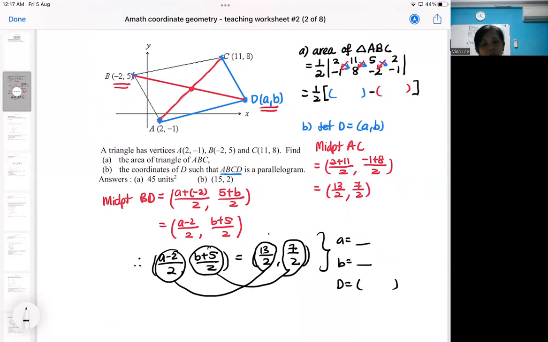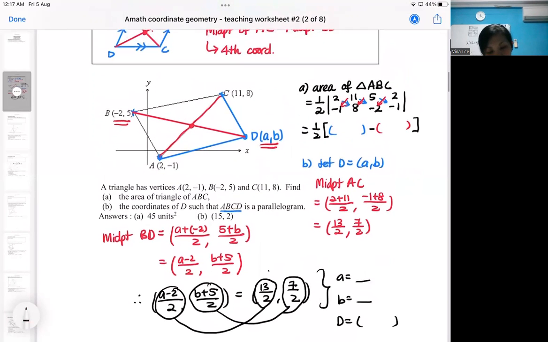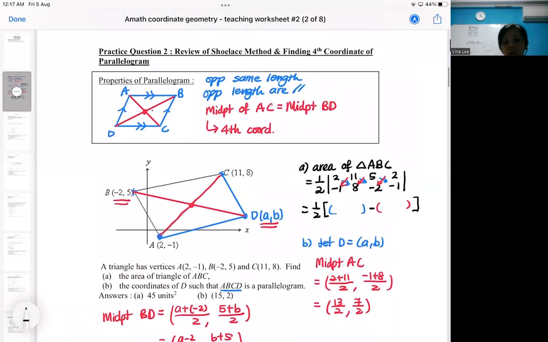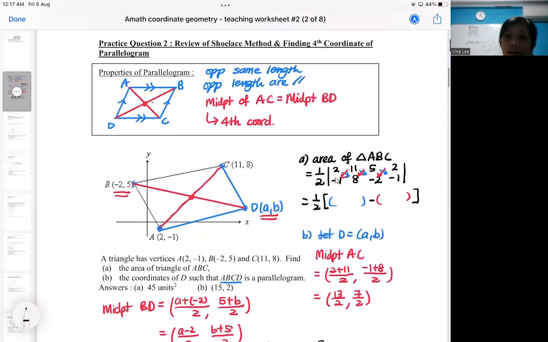This fourth coordinate method is still applicable for rectangle, rhombus, and square. You just need to remember this method. It is one of the very critical A Math coordinate geometry methods in O levels.